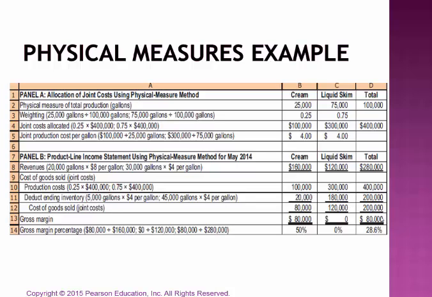Of course, you need to calculate it on a total basis, 80,000 over the 280,000 is 28.6% gross margin over the period for both items together.